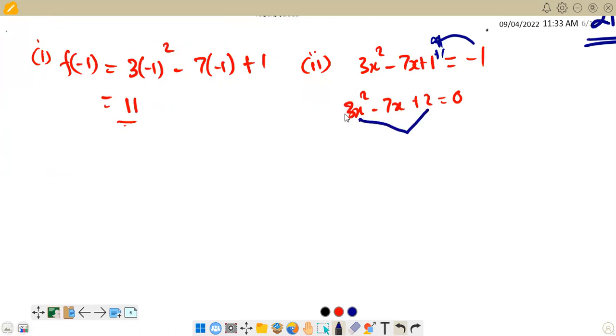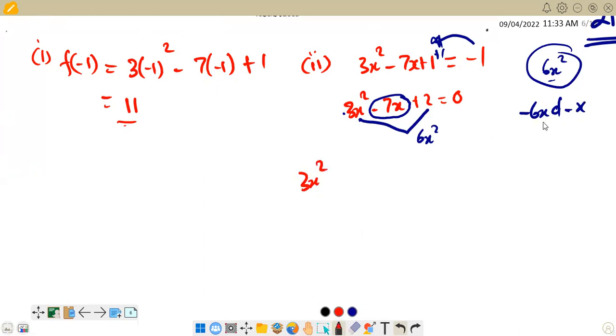Multiply the first term and the last term, since the coefficient of x squared this time is not 1. That is going to give us 6x squared. So which terms are we going to use? They multiply to give us 6x squared, but if we add these two terms, they must give us the middle term, which is negative 7x. We've got negative 6x and negative x. These are the two terms I'm going to work with. So in place of negative 7x, I substitute negative 6x, negative x, plus 2 is equal to 0.